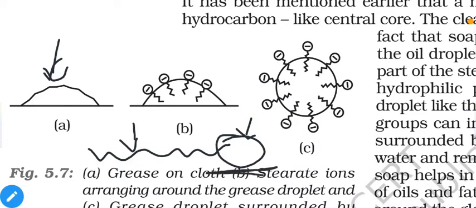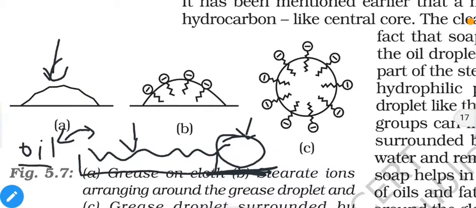So this head part is polar by nature and the tail part is non-polar by nature, and oil or grease or dirt-like particles are mostly non-polar. So that means oil particles will feel attraction towards the tail portion, which is non-polar. So non-polar oil droplets or dirt particles feel attraction towards the non-polar part of our soap.